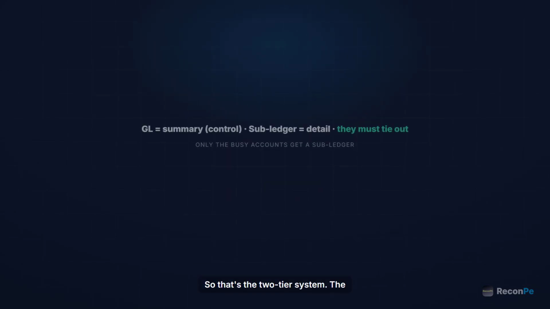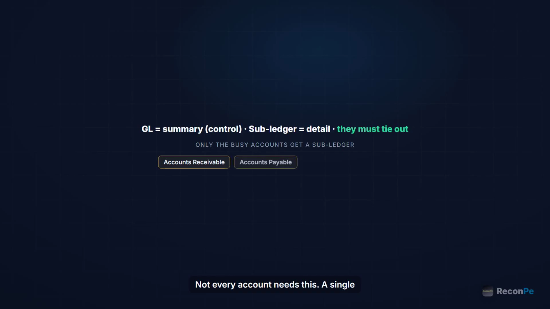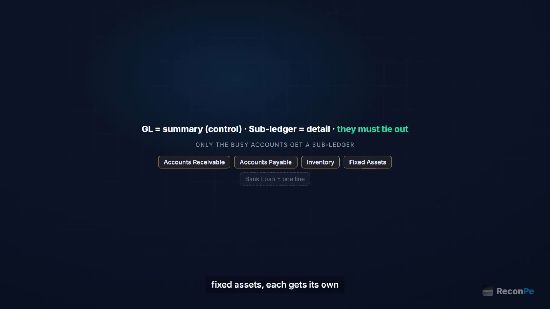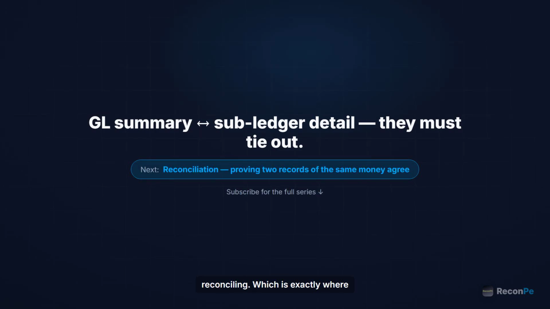So that's the two-tier system. The general ledger holds the summary, one control account per busy area. The sub-ledger holds the detail, line by line. And the two must always tie out. Not every account needs this. A single bank loan is just one line. But the busy ones, what customers owe you, what you owe suppliers, inventory, fixed assets, each gets its own sub-ledger. And every time you prove a summary against its detail, you are reconciling. Which is exactly where we're headed next.